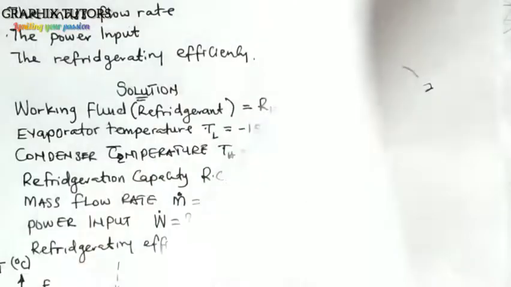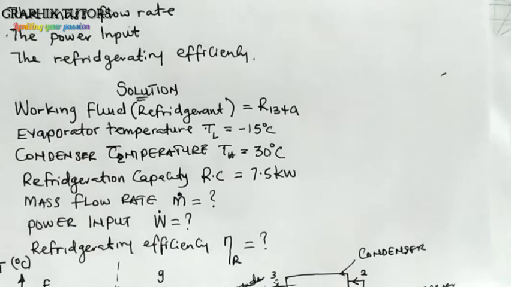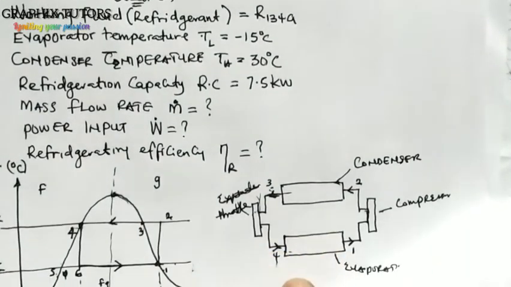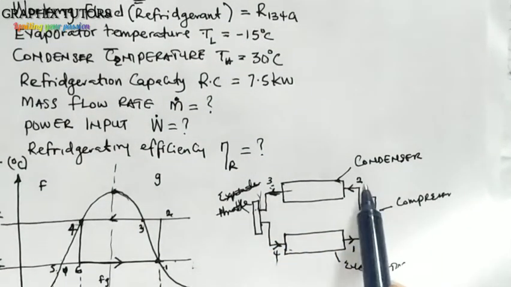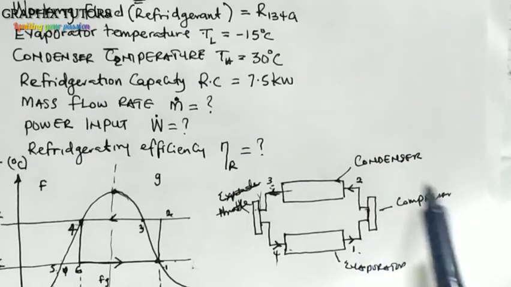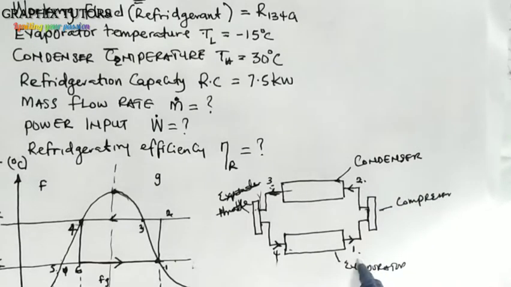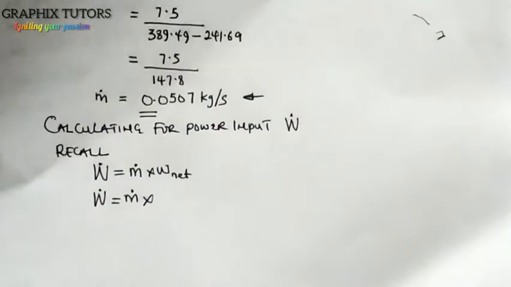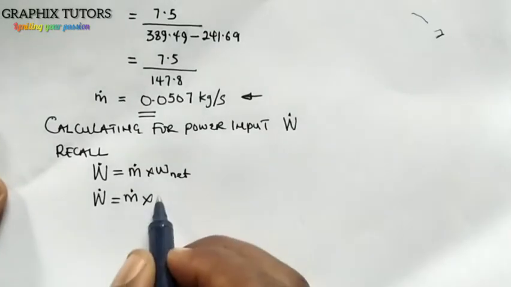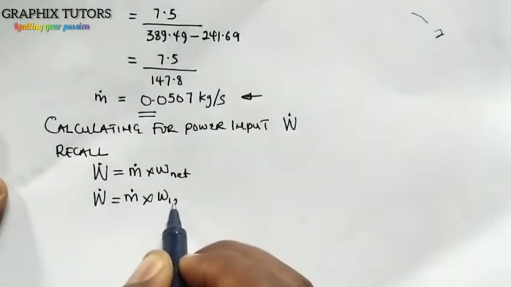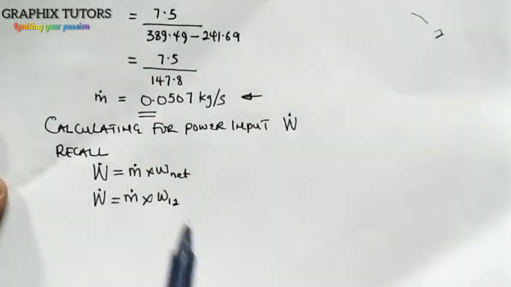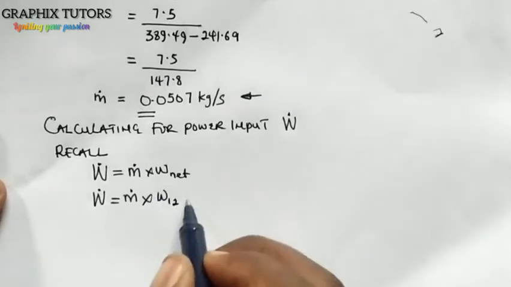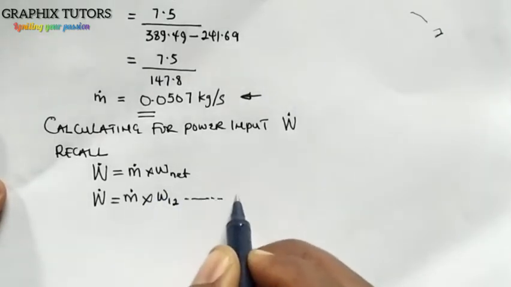It is the compressor, and the net work at the compressor is between state 2 and state 1. So the higher energy, H2 minus H1. So I will write that W12, that is the work net. Now we don't know W12, so I will call this my equation 1.